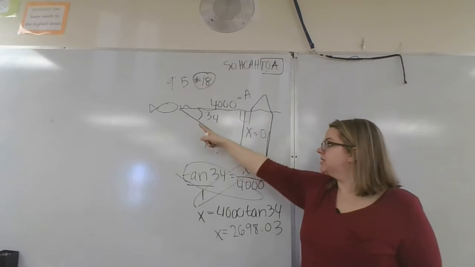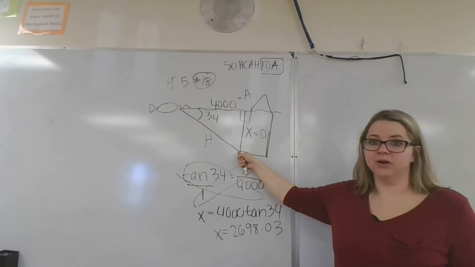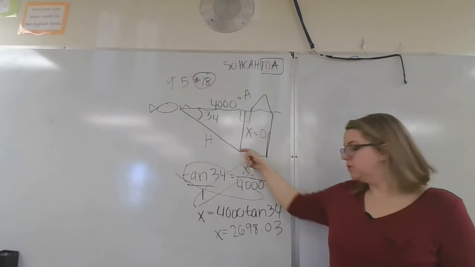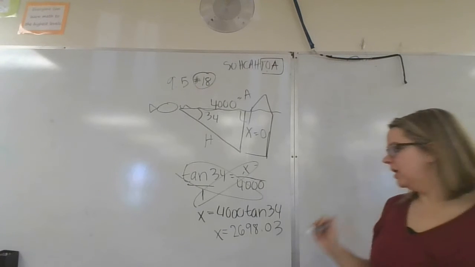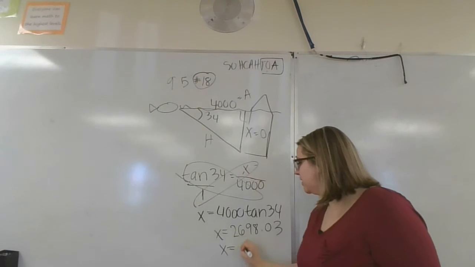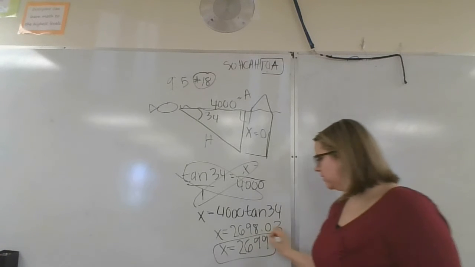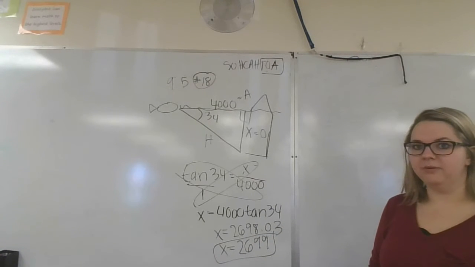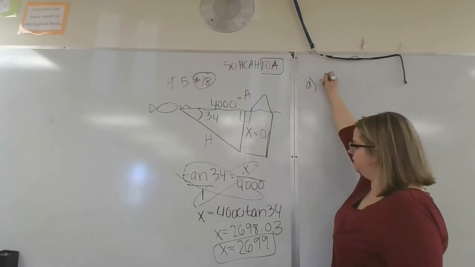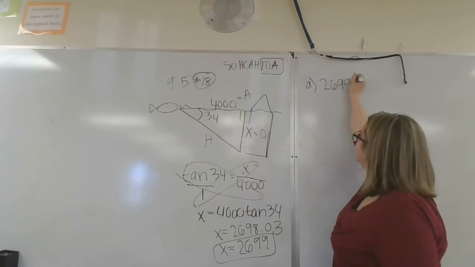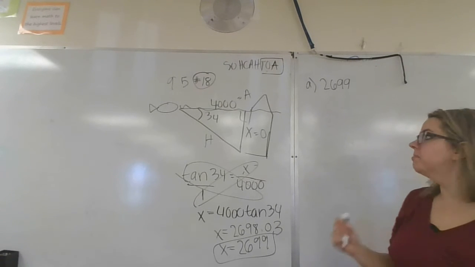here. So if my submarine goes down this amount, it's going to hit the very bottom here. It's not going to go underneath it. So we want to round this up just a little bit just to make sure we go underneath it. So your answer would actually be 2,699 meters. That's what your answer would be for part A. So part A here, we have 2,699 meters.